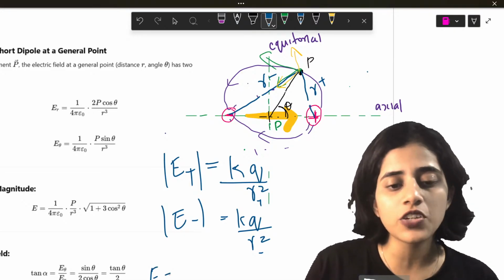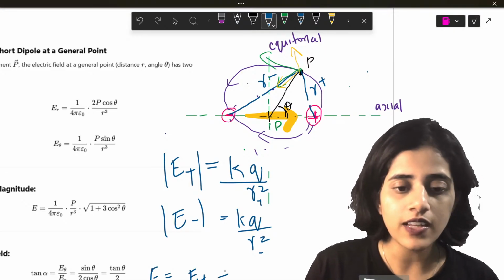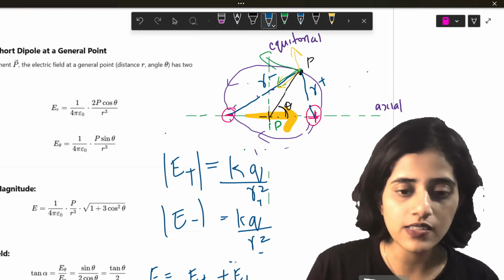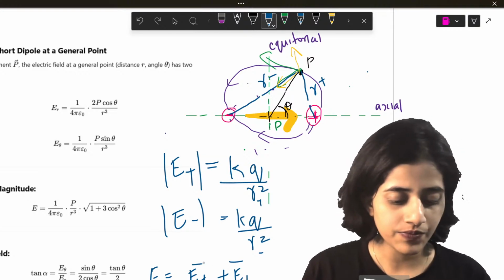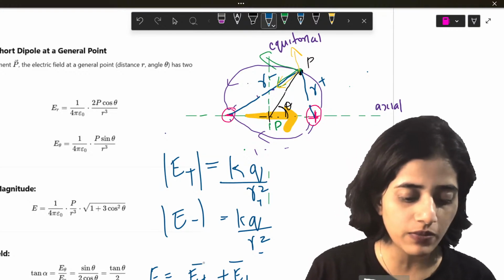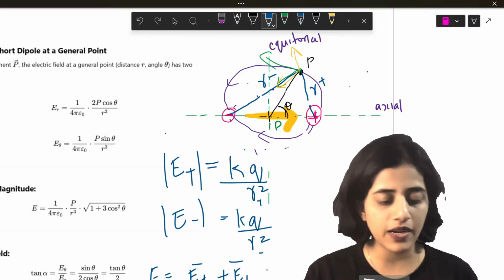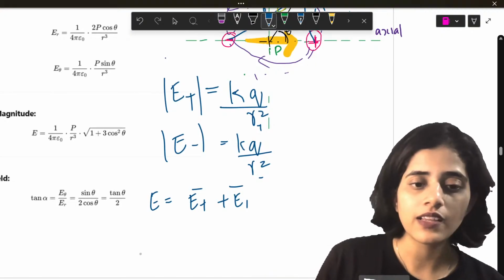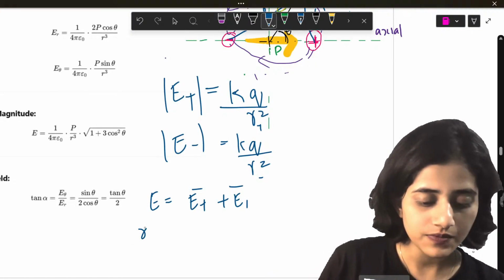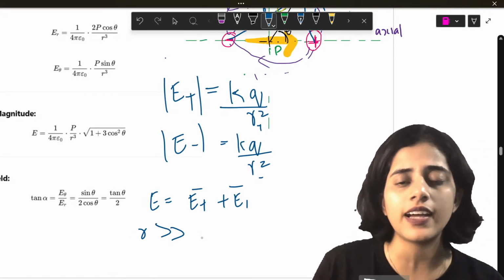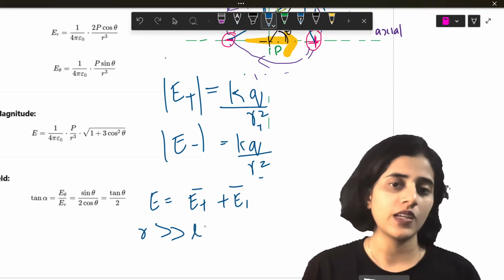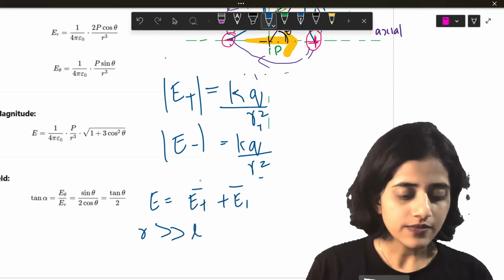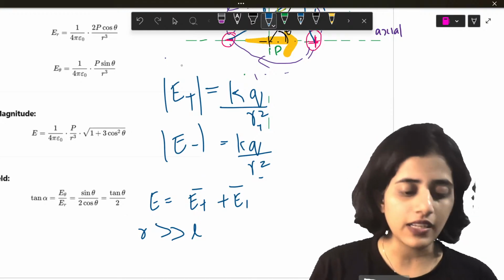So, total electric field will be what? E plus E minus, isn't it? The total electric field will be E plus E minus. Now, if you consider the length R to be very much greater than the length L, what does that mean?